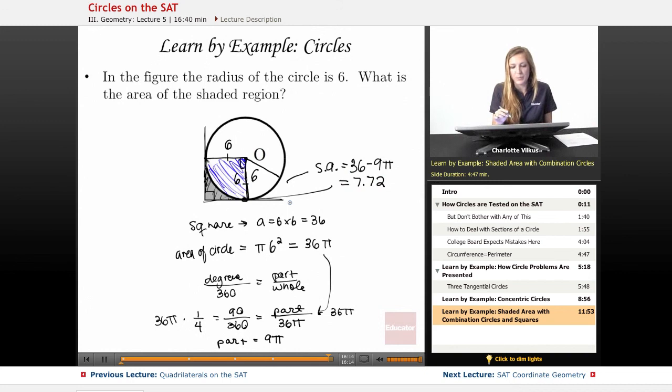So this is really about breaking down circles and the other shapes that you're given, and then also using this relationship again, that circles stay proportional in terms of both area and circumference. Those are the keys to solving circle problems on the SAT.